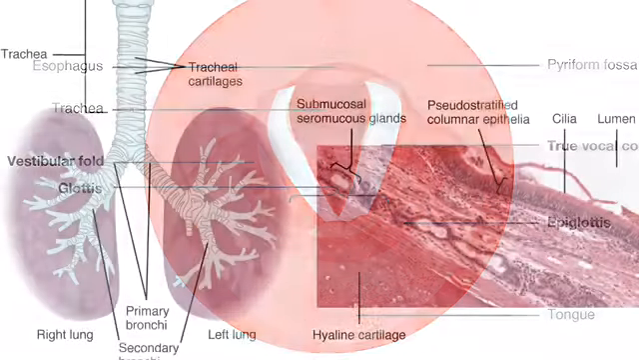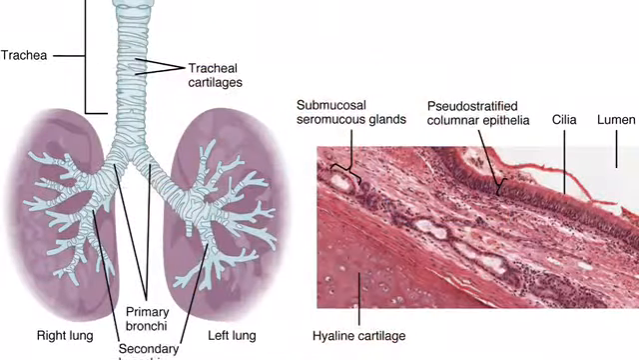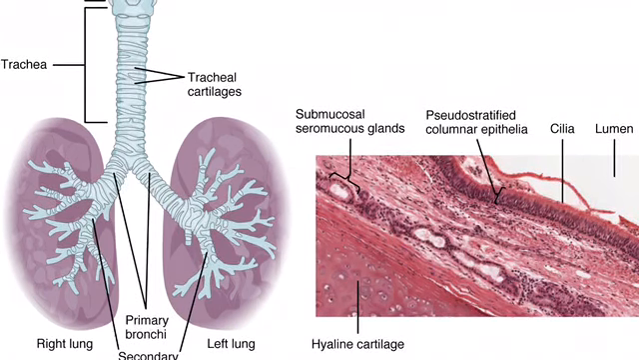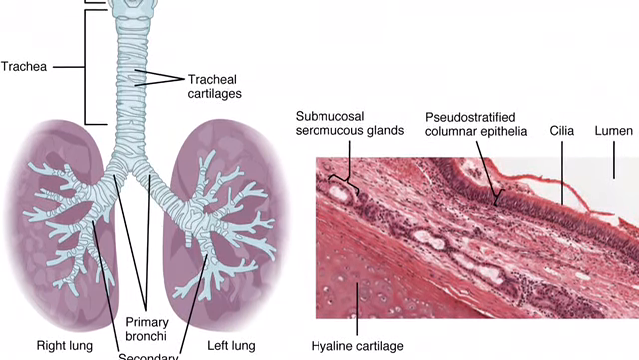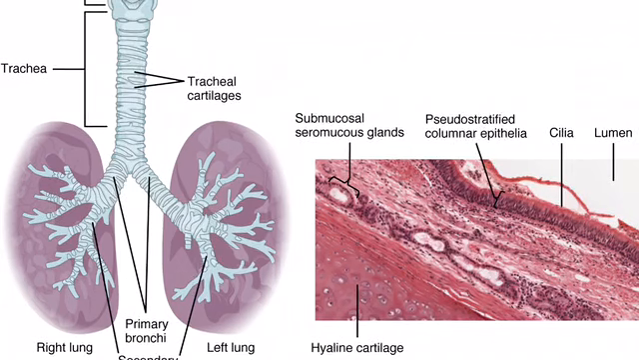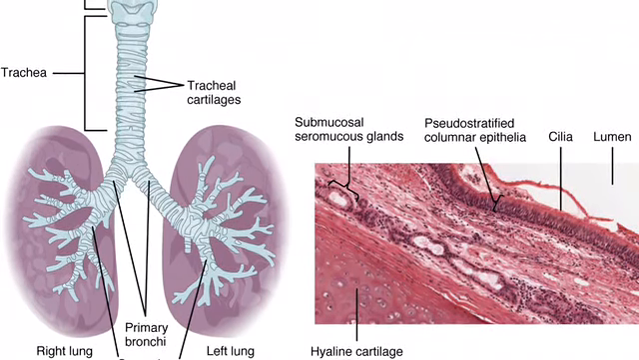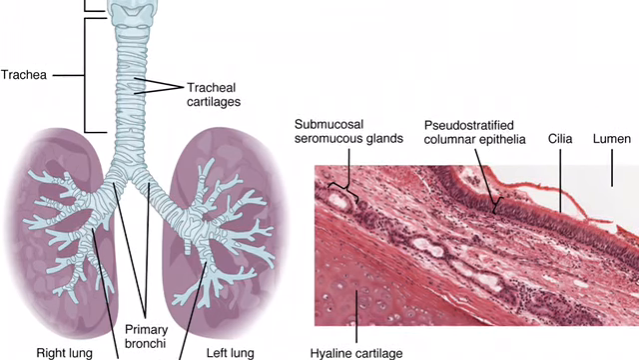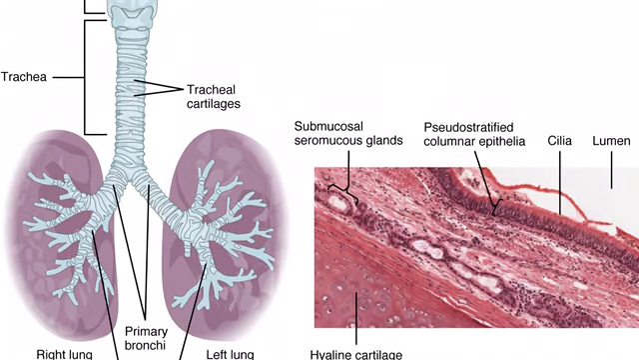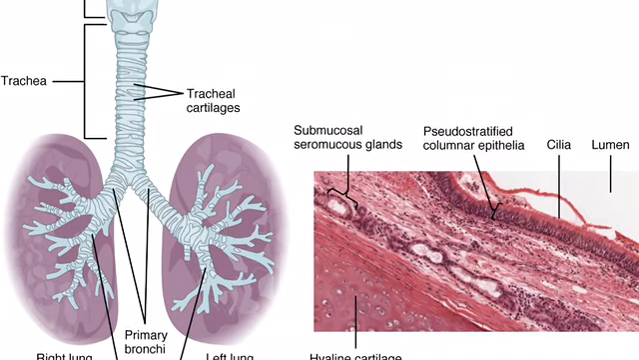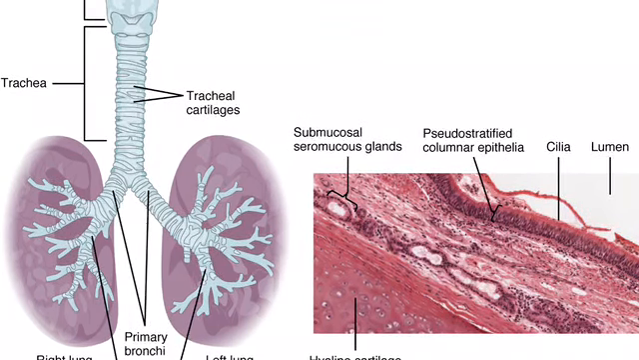The next stage of the respiratory tract is the trachea. The trachea is also commonly called the windpipe. It extends from the larynx towards the lungs. The trachea is formed by 18 to 20 stacked C-shaped pieces of hyaline cartilage that are connected by dense connective tissue. The trachea branches into the right and left primary bronchi at the carina.